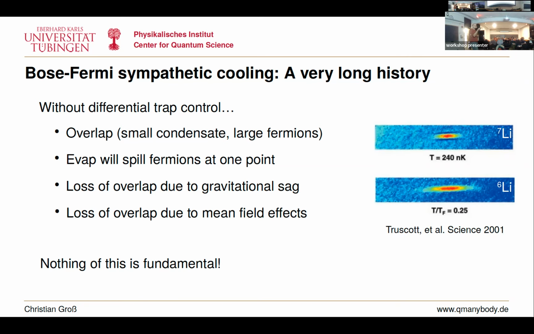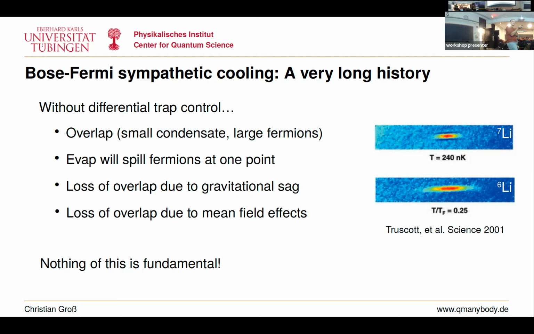my point is that none of these experiments have true differential trap control. This is what I hope we can get much better with. When you get cold, you always run into problems in these dual species evaporations. You might lose overlap: the condensate becomes very small while the fermions are still large. This is what you see on these pictures. You have to be careful. If you don't have trap control, you will also kill your fermions at one point, and the heating comes back. You might lose overlap due to gravitational sag if your thermal distributions become small, and so on and so forth.